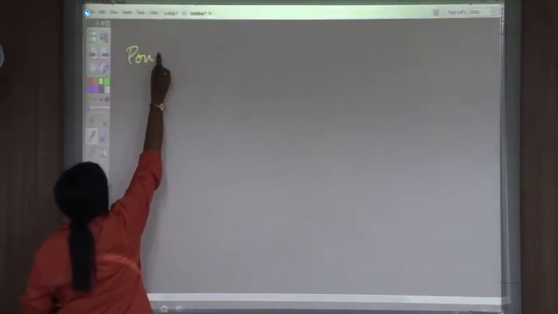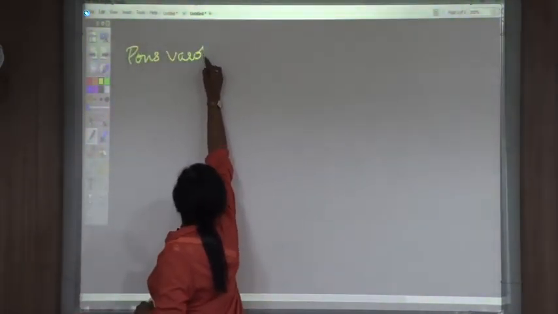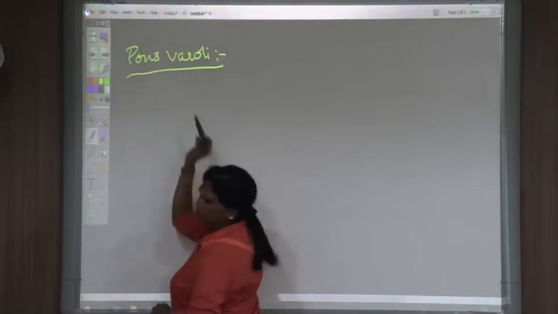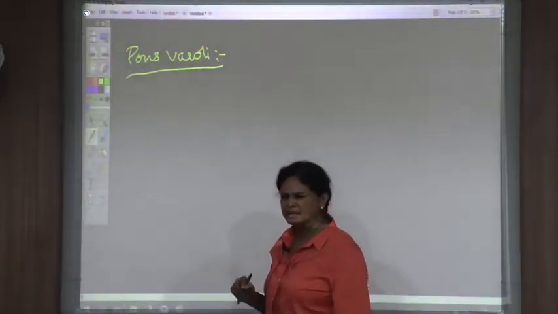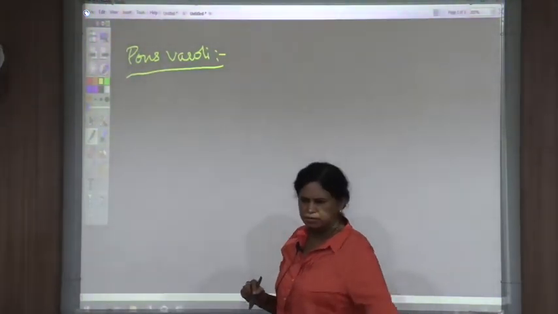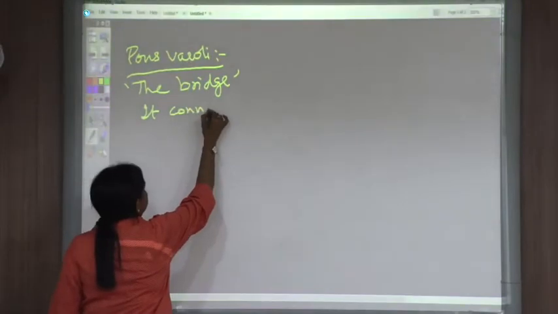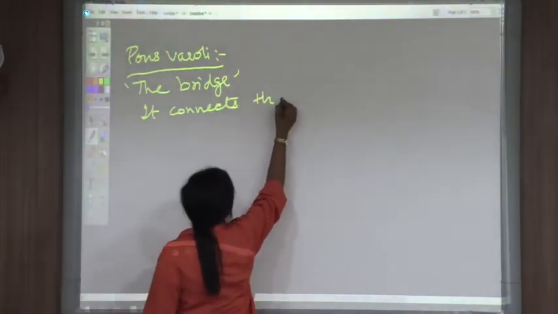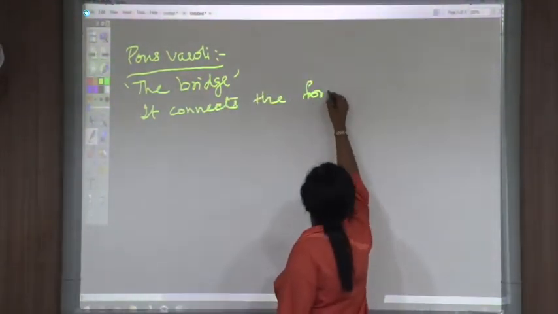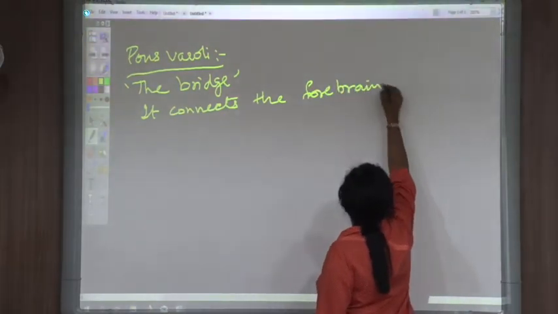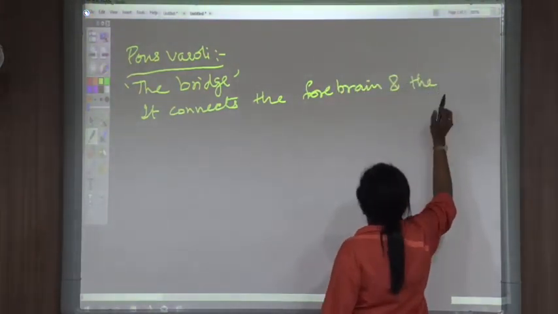So the next part of the hindbrain is called pons varolii. Now pons means the bridge. So this is a bridge between the forebrain and the midbrain. So it connects the forebrain with the midbrain.